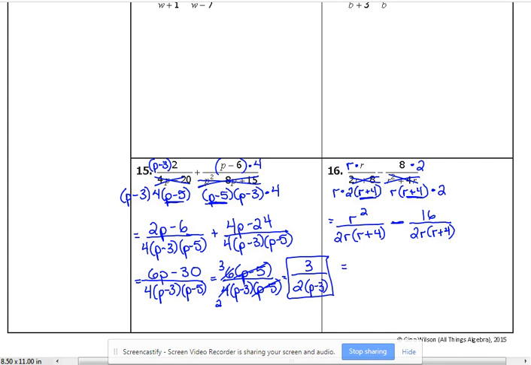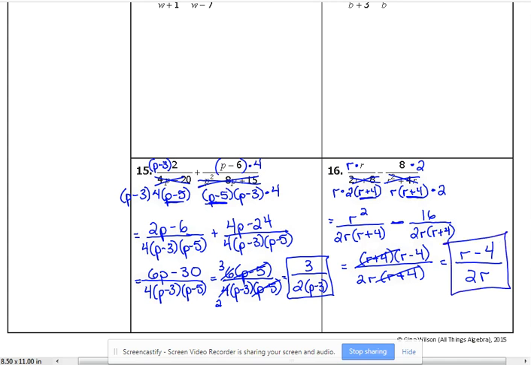Can I factor in the same step? We'll be okay with that. R squared minus 16. R plus 4 times R minus 4. If you need to take an extra step, that's fine. I think we're to the point where we can do that at the same time. R plus 4, top and bottom. So we are left with R minus 4 over 2R. Don't get cancel happy. Do not cancel those R's. Do not simplify the 4 over 2 because of that minus in the numerator. That is all you can do to that problem.